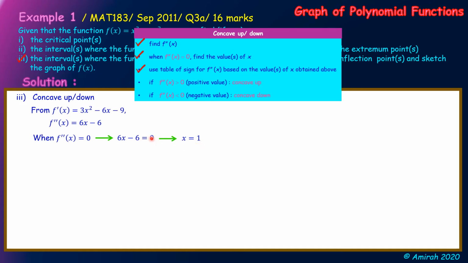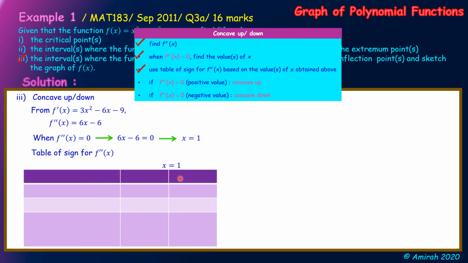And then step 3, use the table of sign for f double prime x based on the values of x obtained above. These steps are similar to finding the interval where f(x) is increasing or decreasing. But for increasing and decreasing, we use the table of sign for f single prime. Now we want to find the concavity, so we use the table of sign for f double prime x.